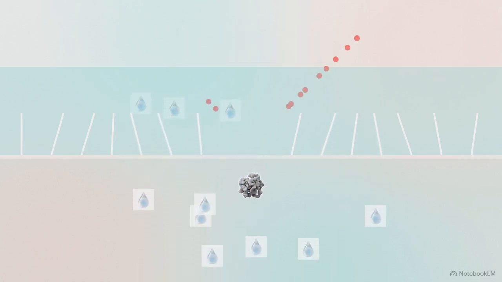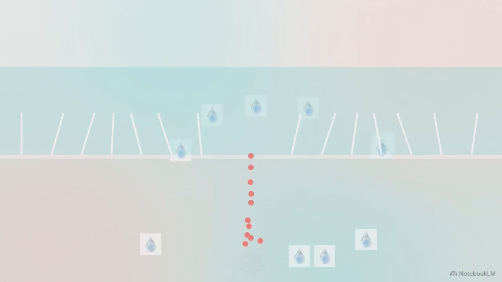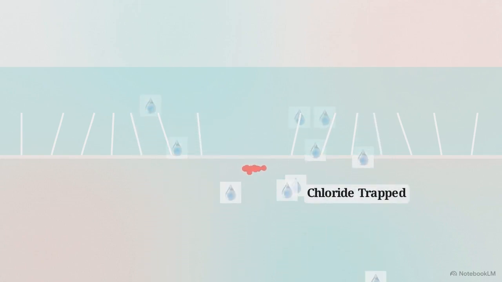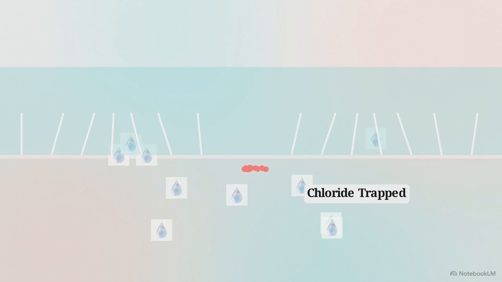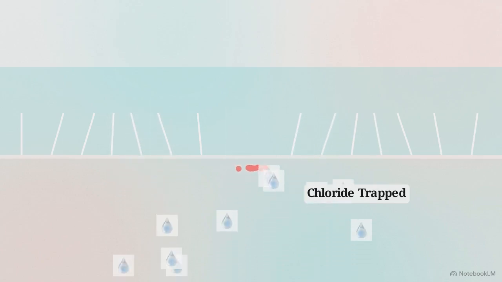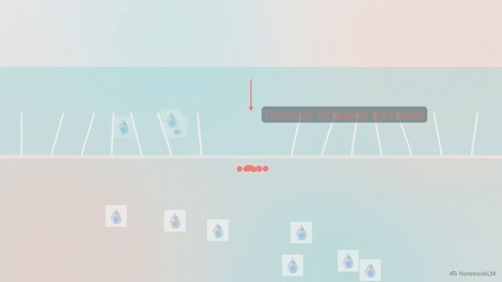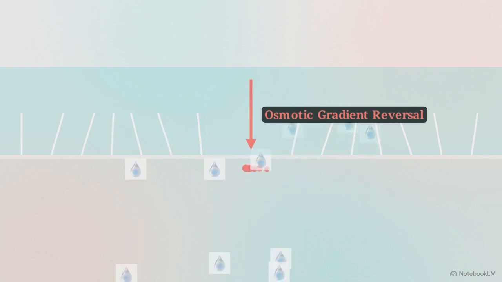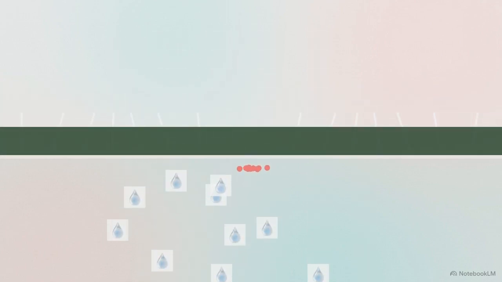The defective CFTR channel misfolds and fails to traffic to the cell membrane. Without the channel, chloride ions are trapped inside the intracellular space. Because the ions remain inside, the osmotic gradient reverses direction. Water is pulled out of the extracellular space and back into the cell, entirely dehydrating the airway surface.